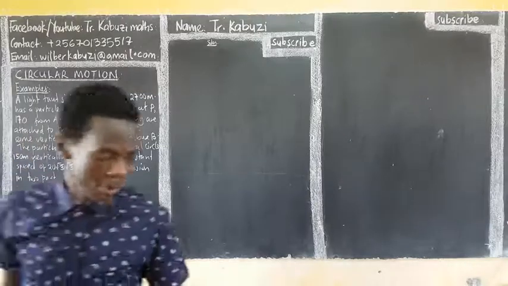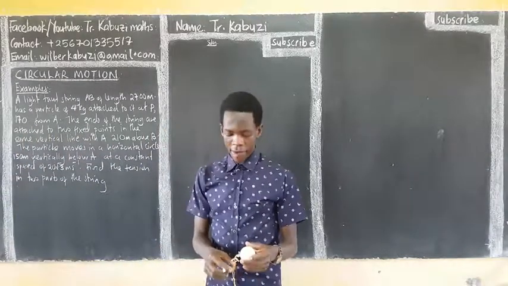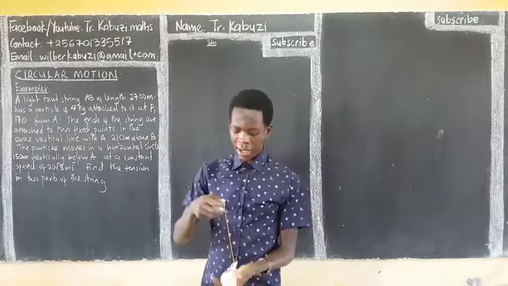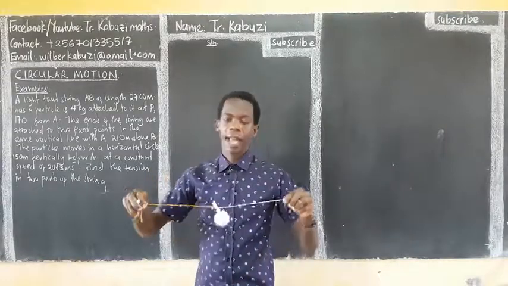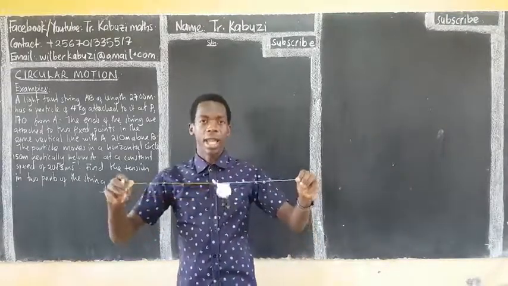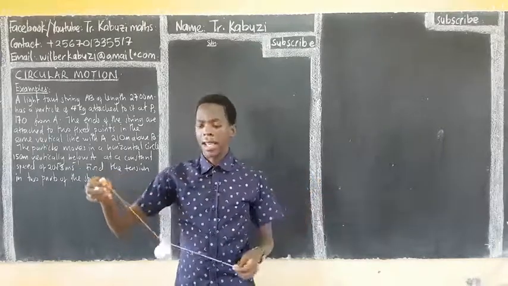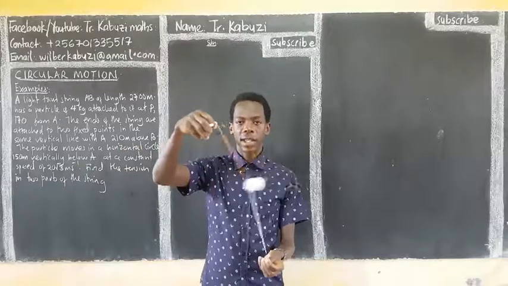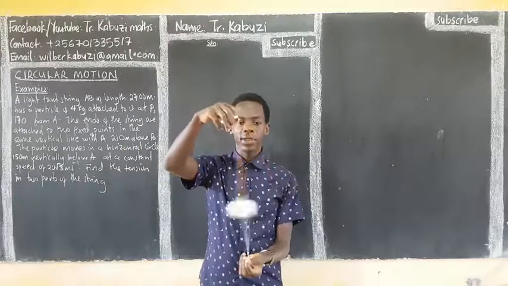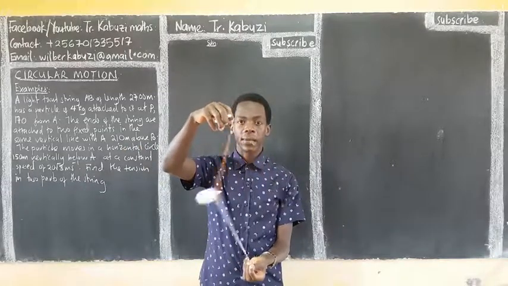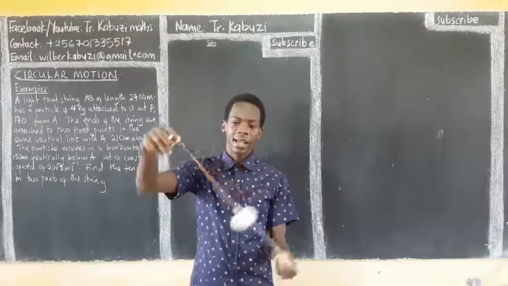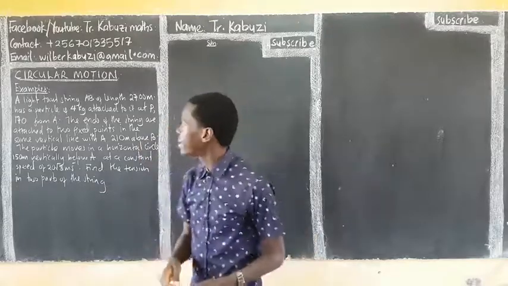Now members, we are going to see a case when we have a string like this, a concrete string, and then we attach a particle in the middle or somewhere on it. Then as this one is moving, so this is the case we are going to consider as this string is moving like that. So that's what we are going to have in this example.